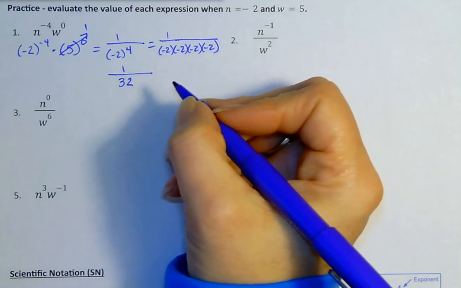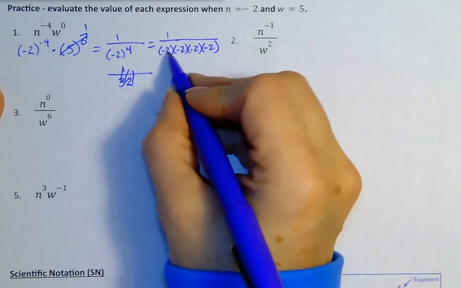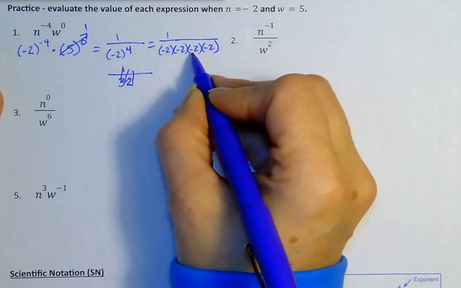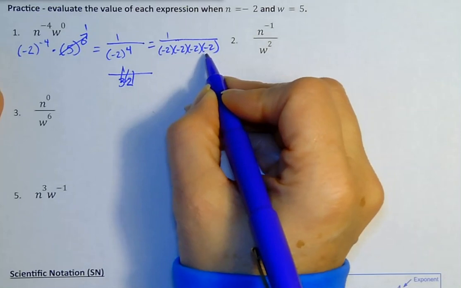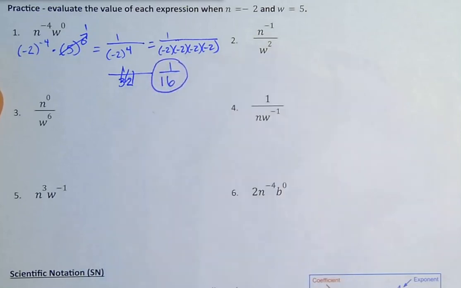2 times 2 is 4. 4 times 2 is 8. Just kidding. Let's try to do the real math. Negative 2 times negative 2 is positive 4. Positive 4 times negative 2 is negative 8. Negative 8 times negative 2 is positive 16. Just kidding. It is 1 over 16. That's our answer. No Jelly Ranchers for you guys this time.